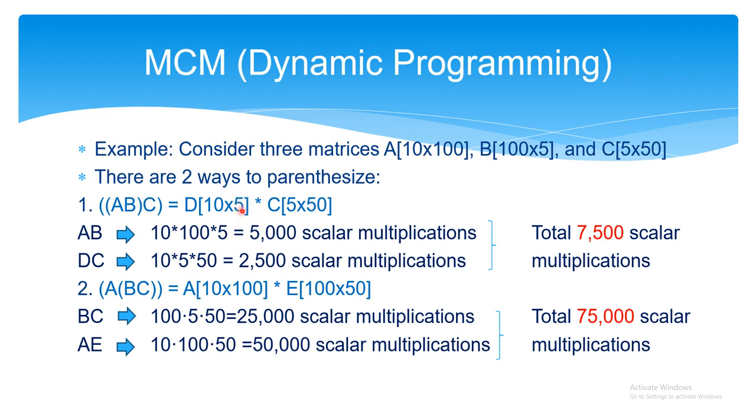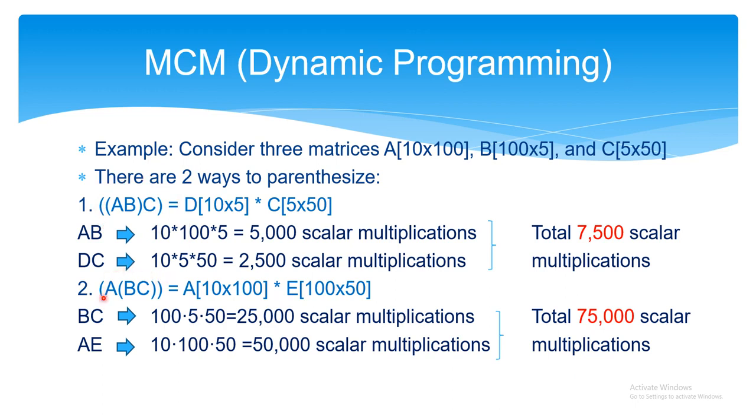So the number of columns of this D matrix should be equal to the number of rows of the C matrix. Then and only then can we multiply. It is a very basic condition for matrix multiplication. So if I multiply them, again I require 2500 scalar multiplications. If I add them, 5000 plus 2500, so a total of 7500 scalar multiplications I require to perform if I multiply my matrices in this way.